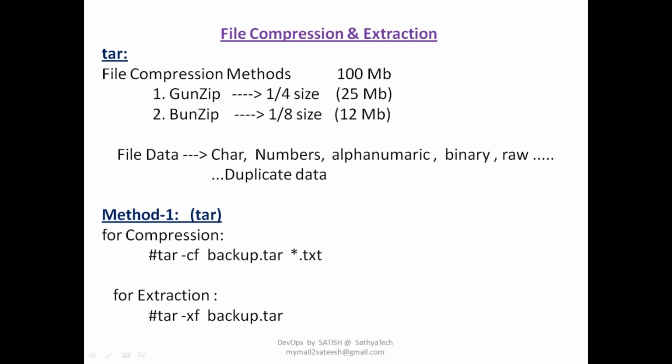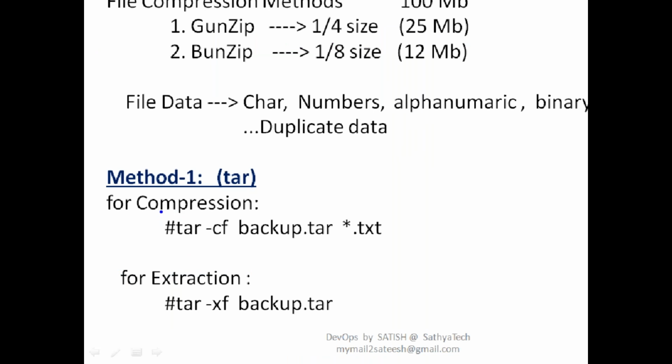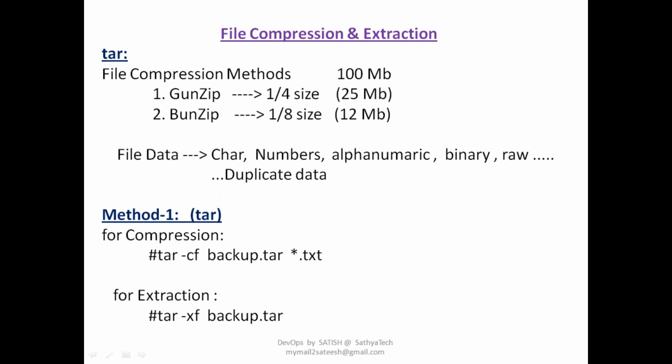I'll just show this process here. What are all these things? Different file compression and extraction techniques. Here I will use some commands like tar. See this one: tar -cf, compress files, star.txt. That is all text files. All text files I want to compress into a single file, backup.tar. I'll just show this process for you.